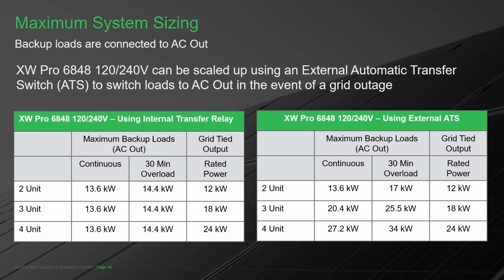So let's look at the same table, but on the right side, this is a system with the transfer switch, right? 2 units, no biggie. You don't need a transfer switch because the 2 units can handle it. But once you move out to 3 units, if your backup loads are 20.4, then you definitely need a transfer switch. And 4 units, 27.2 on the backup loads.